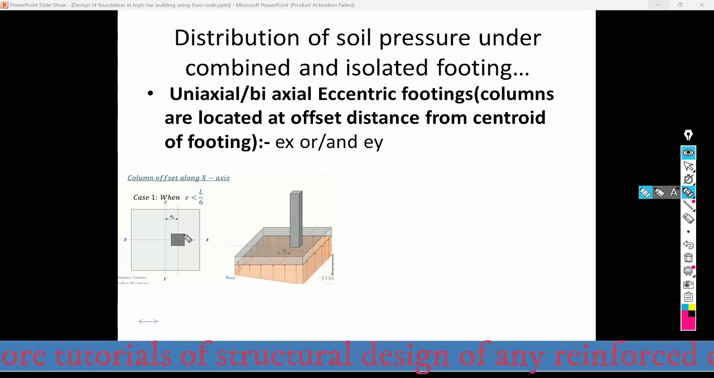So in this case, is EX greater than L over 6, or less than L over 6, or equal to L over 6? Which one is correct? It is within the middle third. So EX is less than L over what? 6. This one, in this case, because it is a trapezoidal distribution here.